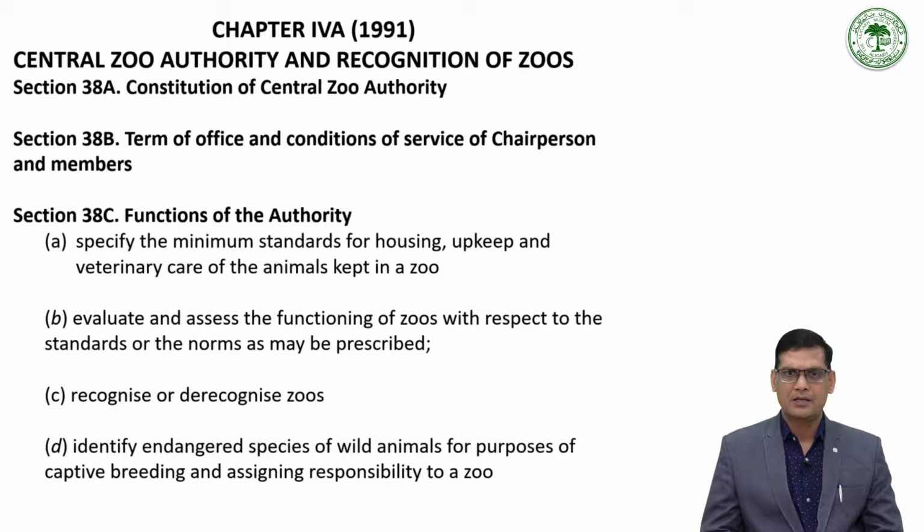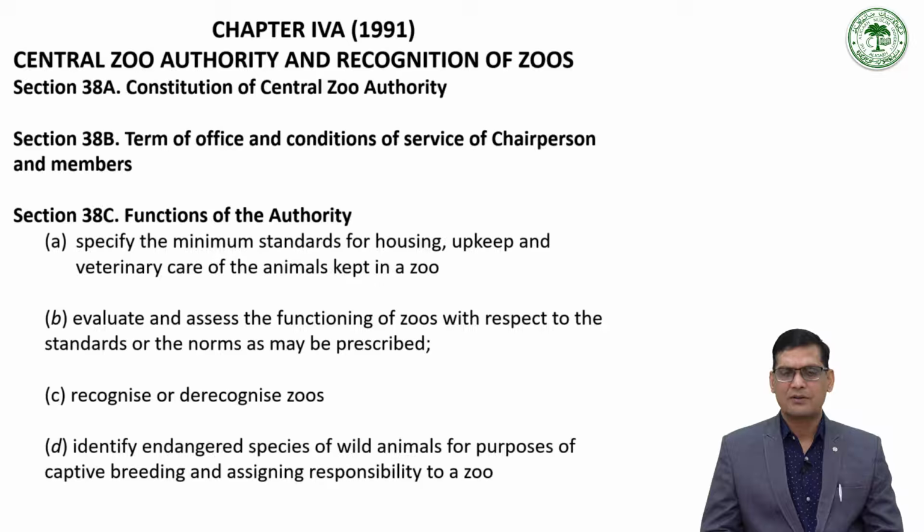Section 38A says that the central government is supposed to constitute a body known as the Central Zoo Authority for the purpose of exercising the powers and functions assigned under this Act. Section 38B provides the details about terms and conditions of service of the chairman and members of the Central Zoo Authority. Section 38C specifies the functions of the Central Zoo Authority.